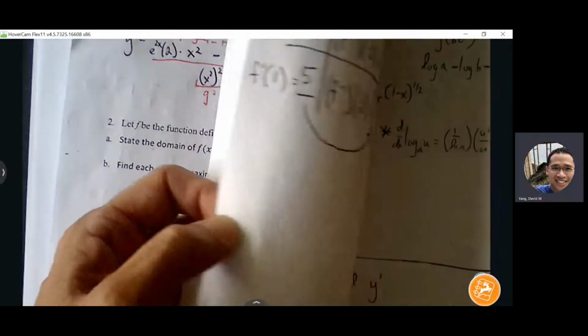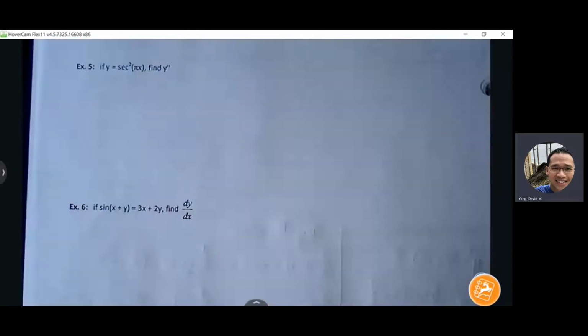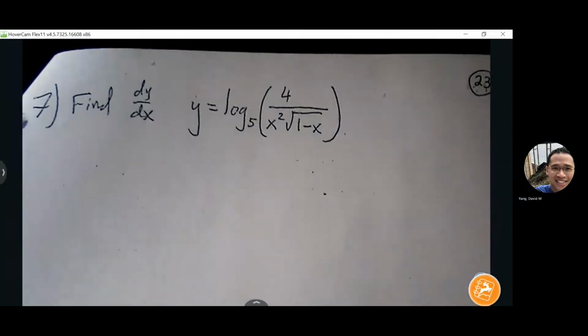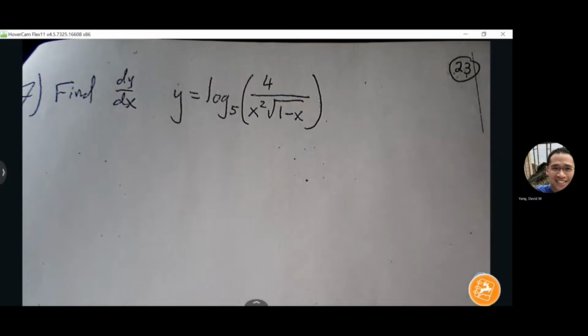Okay, let's try this problem on page 23. Find the derivative of y equals log base 5 of 4 over x squared times the square root of 1 minus x. How would you begin this problem?